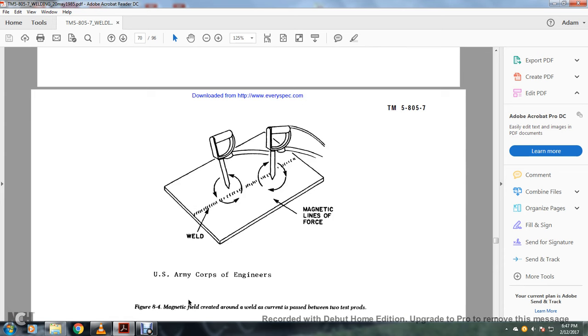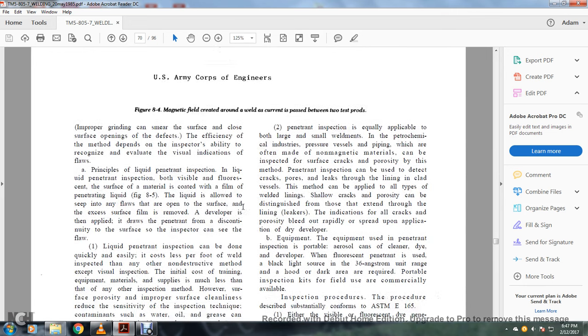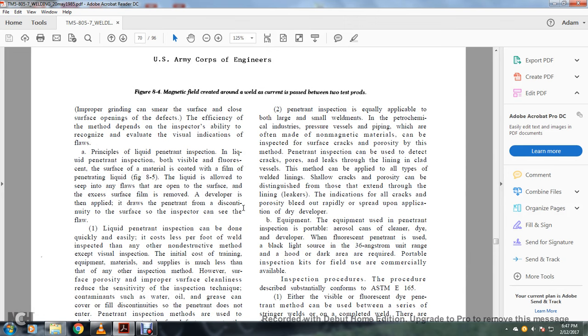Figure 8.4 shows the magnetic field around the weld as the current is passed between two prods. Welding magnetic lines of force. Improper grinding can smear the surface and close the surface openings of the defect. The efficiency of the method depends on the inspector's ability to recognize and evaluate the visual indications of the flaws.